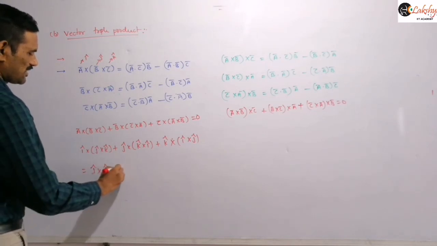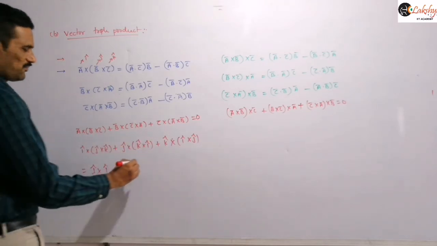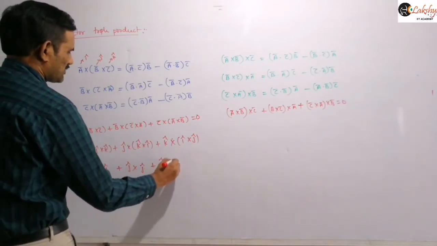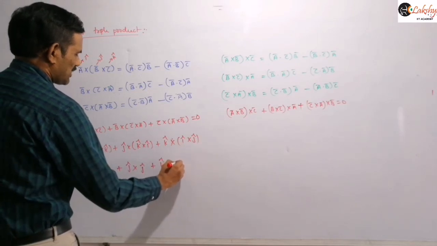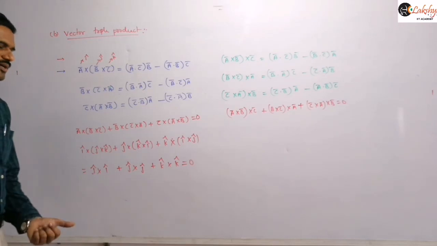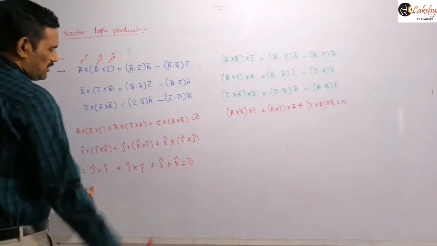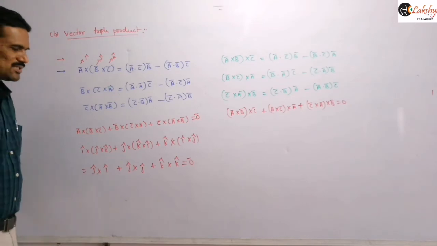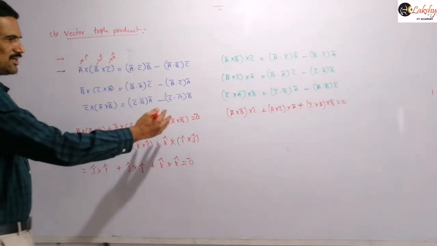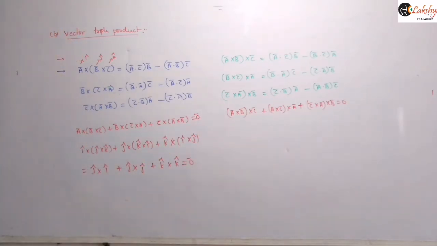So i cap cross i cap, plus j cap cross k cap cross i cap, which is again j cap, plus k cap cross j cap cross k cap, which is again k cap. That is nothing but 0, that means the null vector is the result. So i cap cross i cap is 0, j cap cross j cap is 0 and k cap cross k cap is 0. Similarly, whether you take this order or this order, you will get the value as 0 only, right?